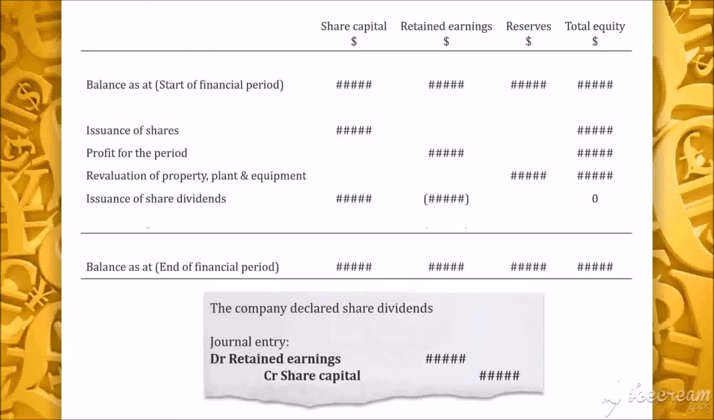I want to draw your attention to the brackets in the retained earnings column, representing a decrease. More importantly, I hope you notice that in the total equity column, I put zero change for that transaction. This is what I mean by transactions affecting more than one component of equity but causing no change to equity overall. For such transactions, please remember that the change to total equity is zero.